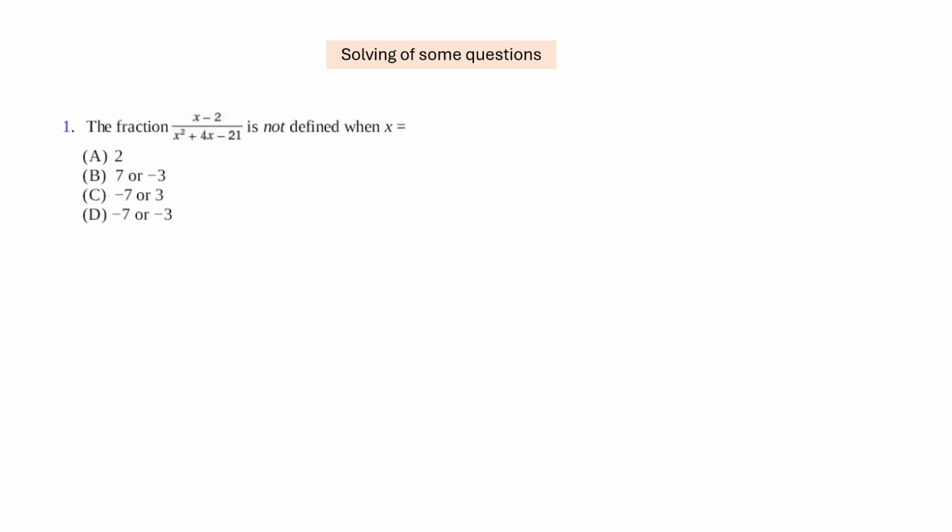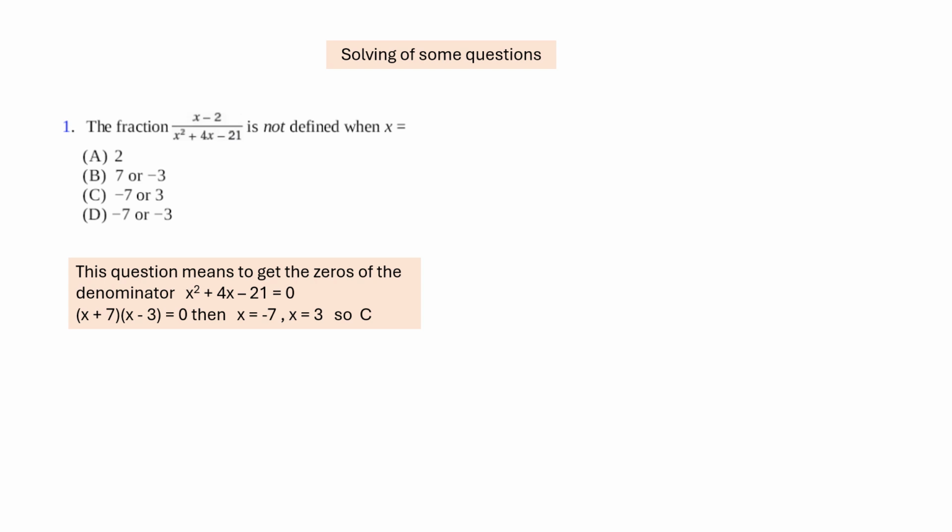The fraction is not defined when... Not defined means that you will equate the denominator by 0. So x squared plus 4x minus 21, you can factorize it. So (x plus 7)(x minus 3) equals 0, then x equals negative 7 or x equals 3. So the answer will be choice C.